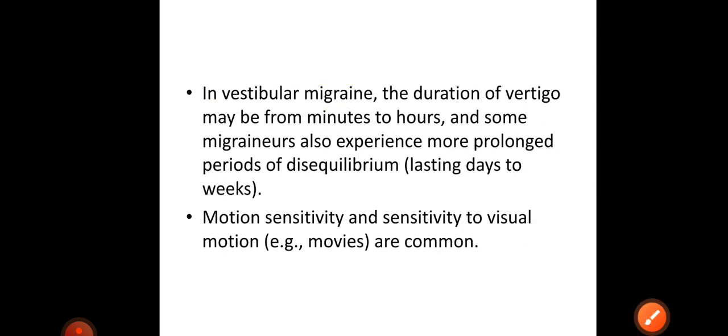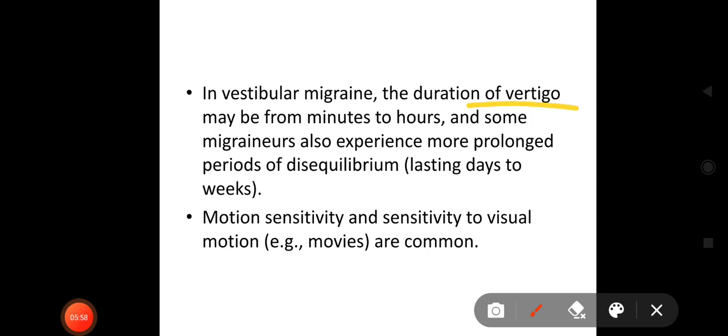predominant problem. In vestibular migraine, the duration of vertigo may be from minutes to hours, and some patients also experience more prolonged periods of disequilibrium, that is lasting from days to weeks. And motion sensitivity and sensitivity to visual motions are common.